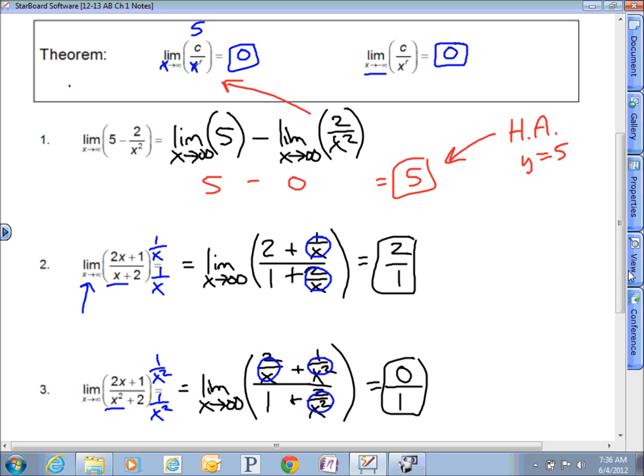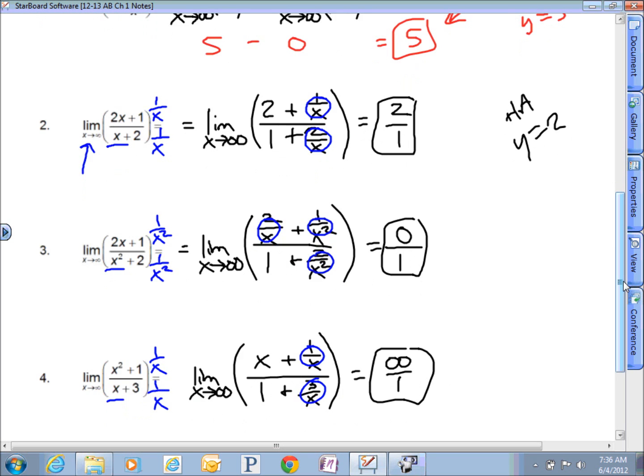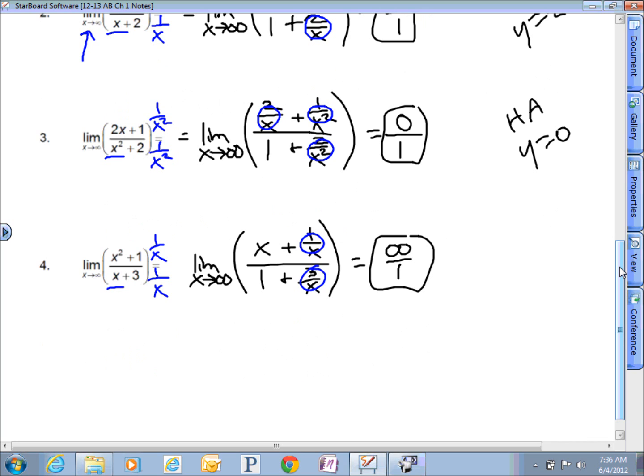So this problem number 1 would have a horizontal asymptote at y equals 5. Problem number 2 would have a horizontal asymptote at y equals 2. Problem number 3 would have a horizontal asymptote at y equals 0. Problem number 4 would have a horizontal asymptote at y equals infinity. I don't know that that makes sense. We're going to come back to that problem.